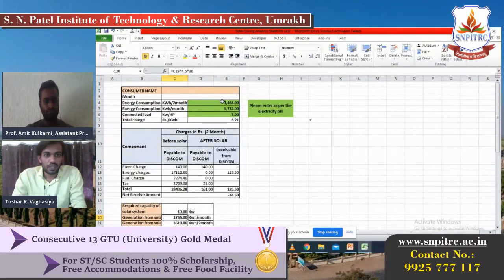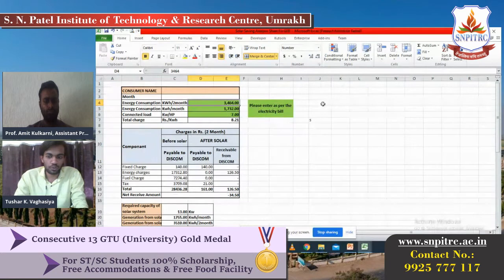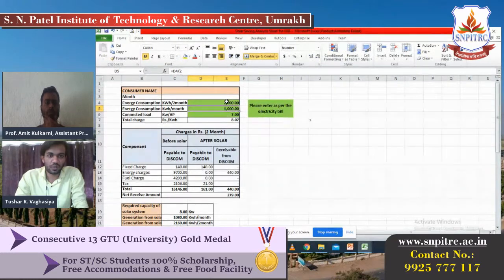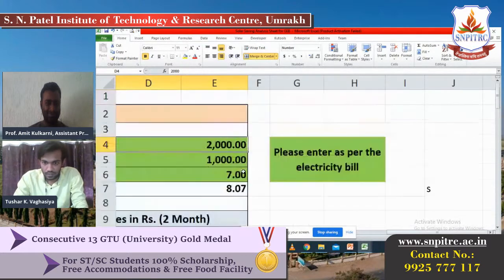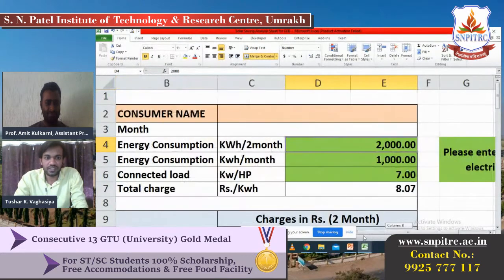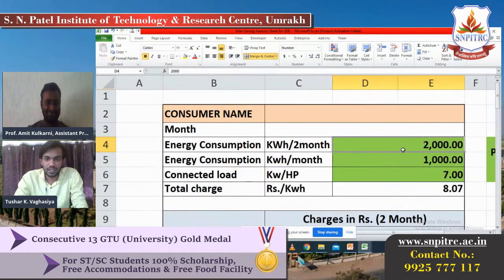Suppose the energy consumption of your house is 2000 units per two months, right? You are using AC and a refrigerator, 2 to 3 ACs and all this. Here is the energy consumption per two months, so the one month consumption is 1000 units, right? And your connected load is 7 kilowatt. Suppose it's a bungalow and a three-phase connection is there, right?